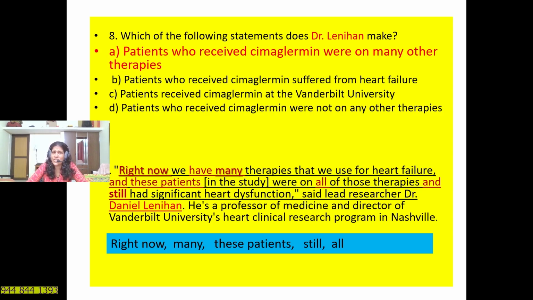Is that clear to you? Yes, because you see many therapies that are used for heart failure, and all of those therapies, and still significant dysfunction. These patients, who are these patients? Patients who received semaglutide. So it is just paraphrased here. Patients who received semaglutide is nothing but these patients, because they are doing the study on patients who received semaglutide. Understood?